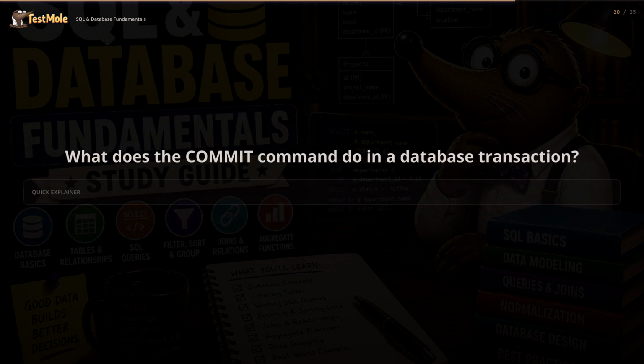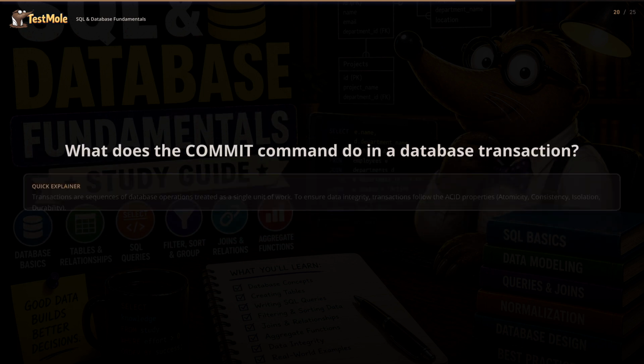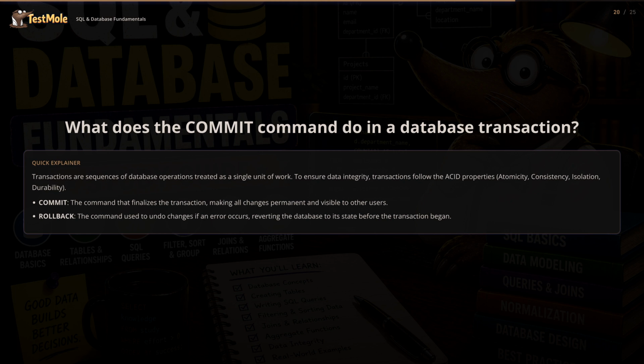What does the commit command do in a database transaction? Transactions are sequences of database operations treated as a single unit of work. To ensure data integrity, transactions follow the ACID properties: atomicity, consistency, isolation, durability.